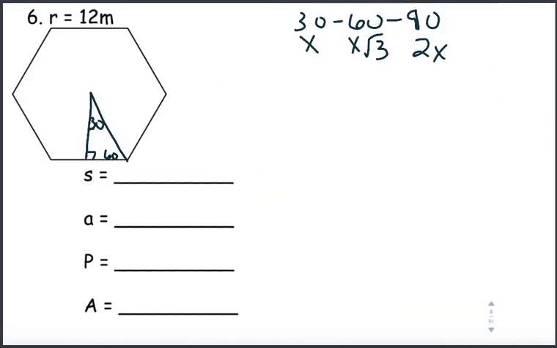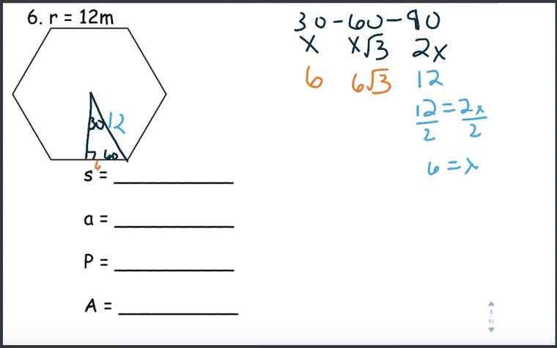Here's the last sample. They gave us a radius of 12. That is across from the 90, so I know that the 90 is 12. So I know that 12 equals 2x. Dividing by 2, I find that 6 is x. So the 30 is 6, and the 60 would be 6 root 3. And we label that on our triangle. Across from the 30 is 6. Across from the 60 is 6 root 3.